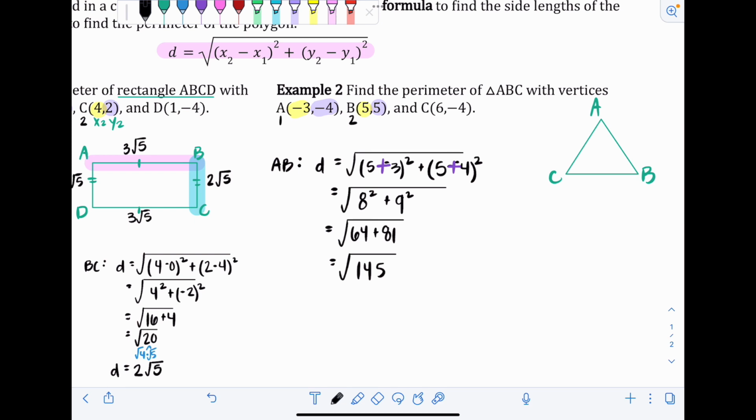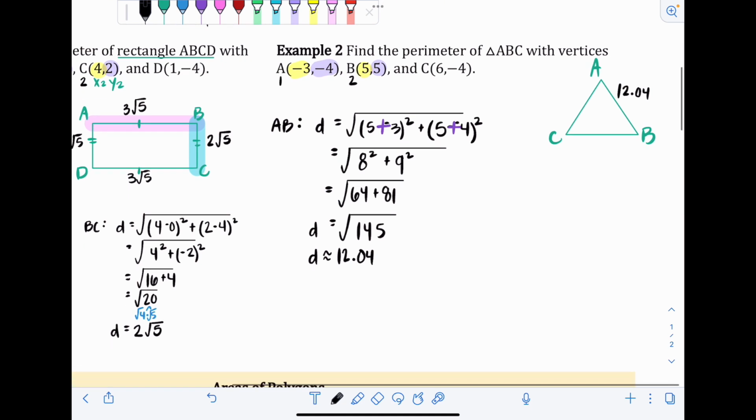So the square root of 145, 145 itself doesn't have any perfect square factors. So I'm just going to go ahead and take the square root of it and get a decimal approximation. So it's about 12.04. So for the distance of AB, we'll say about 12.04, and I'm going to label that. So we found one side, we just have to continue through for each side. So I'm going to find BC next.